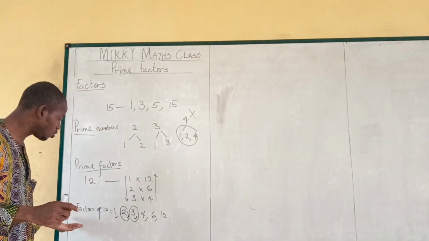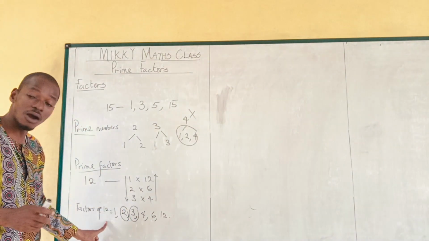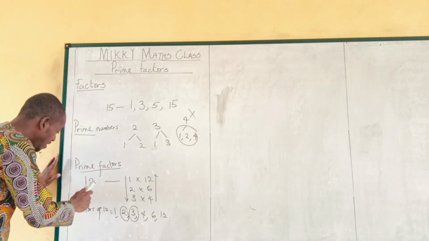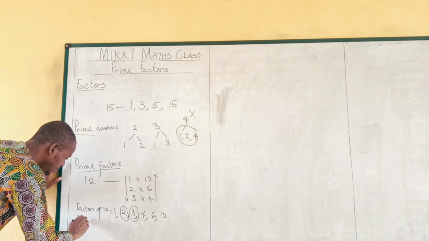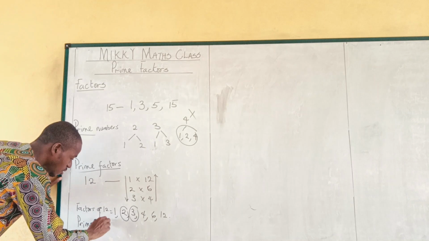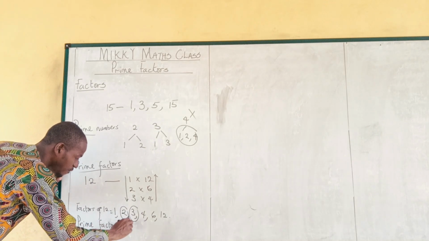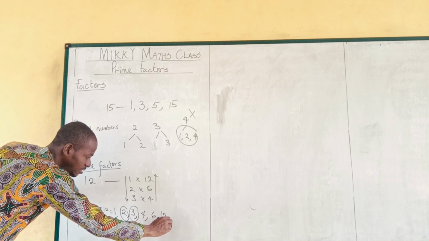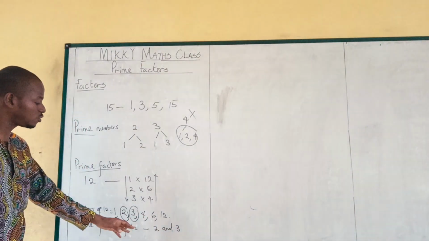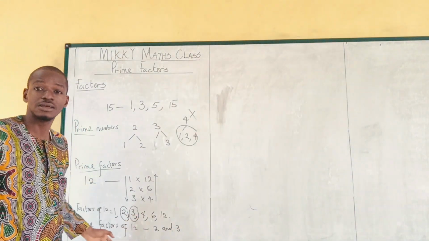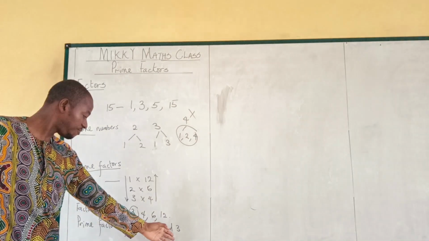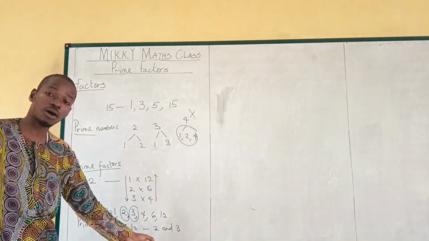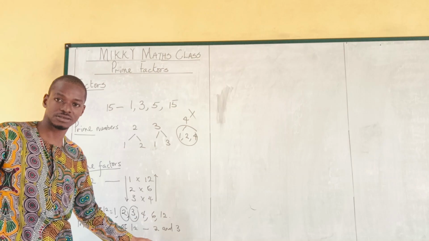So the prime factors of 12 are 2 and 3, because those are the numbers that can divide 12 and are also prime numbers.